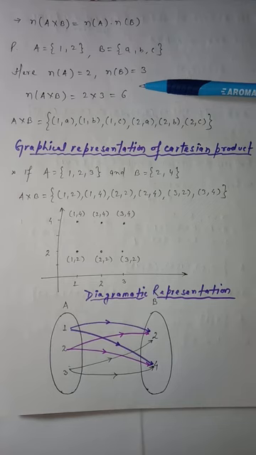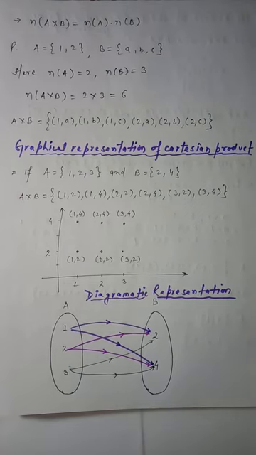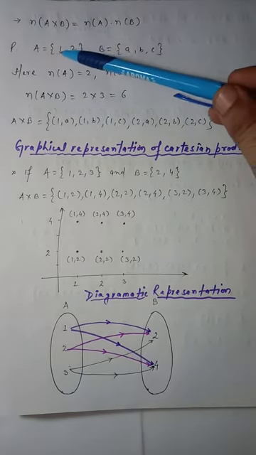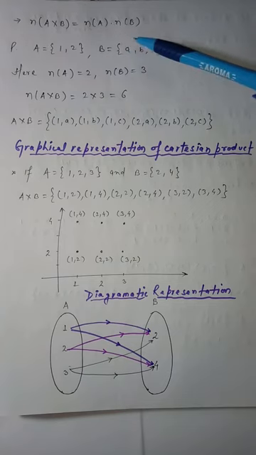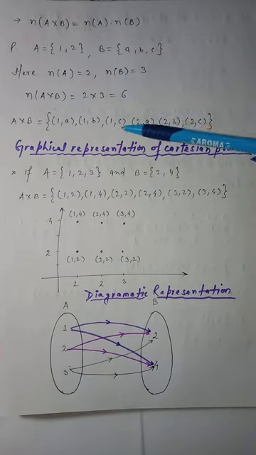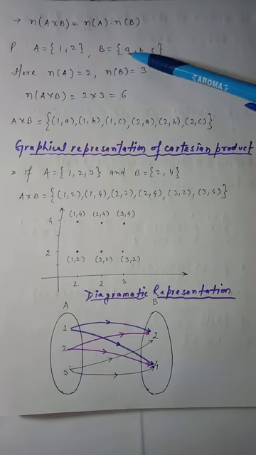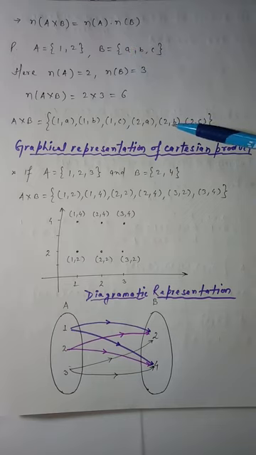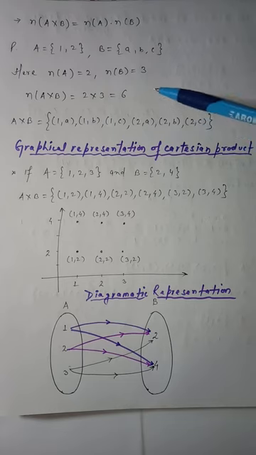And we can also verify by writing A cross B. What will be A cross B? 1 comma A, 1 comma B and 1 comma C. Similarly 2 comma A, 2 comma B and 2 comma C. You can count 1, 2, 3, 4, 5, 6. So this is the final formula.